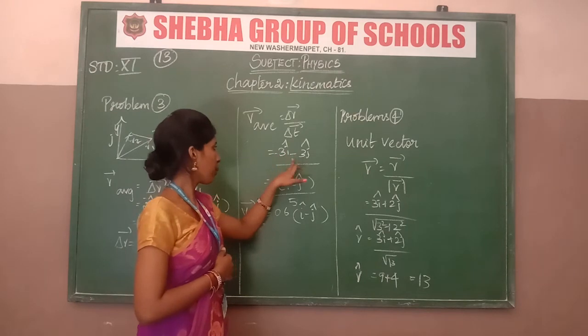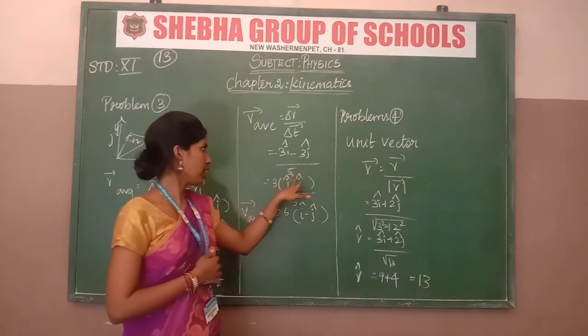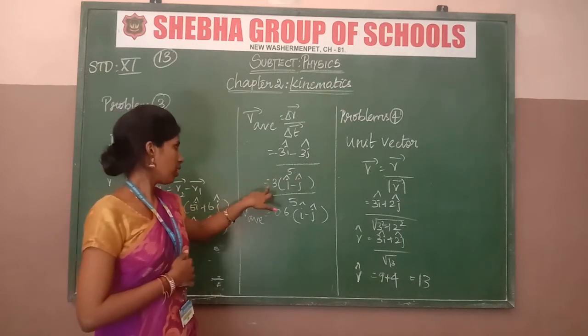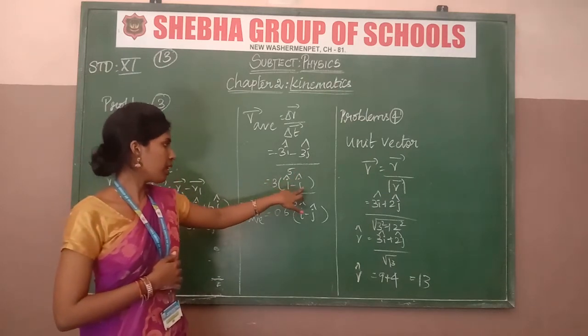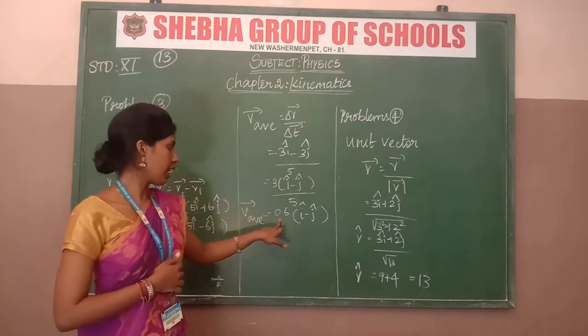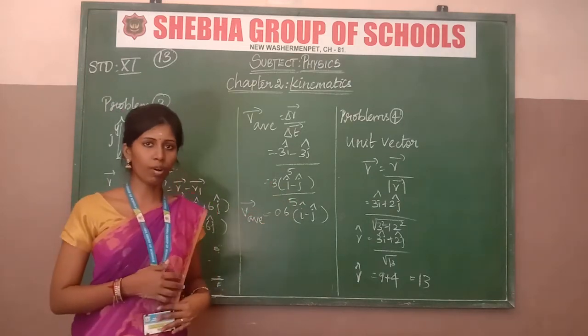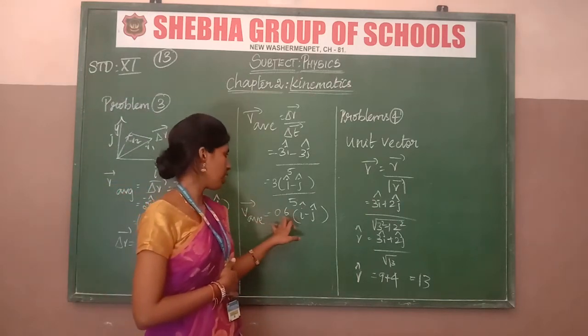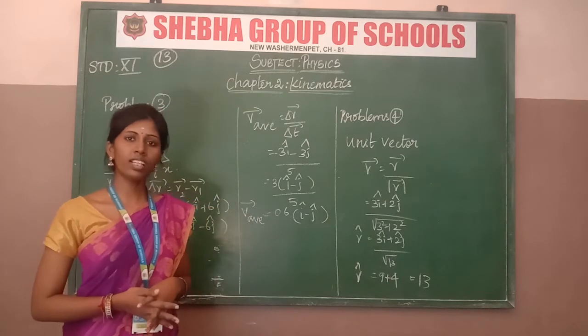So (3i cap minus 3j cap) divided by 5 we take. So 5 is taken as the time measured. So it is equal to (3i cap minus 3j cap) divided by 5. So 3 divided by 5 is taken as 0.6 in divided form. Okay, on dividing we get the 0.6 value. So the average velocity value is 0.6 i minus j vector.